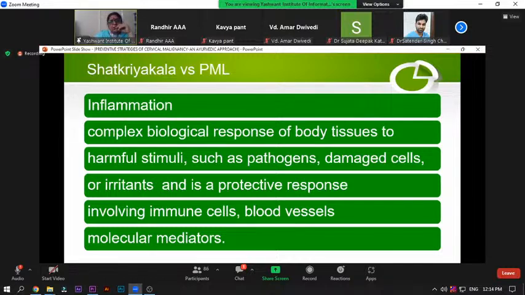So when you want to apply the Shatkriya Kala, because you can get involved with the treatment, we need to understand the pathogenesis in the pre-malignant lesion. I have already mentioned inflammation is the key feature. If you want to see the involvement of Kriya Kalas, inflammation is a complex biological response of the body tissues to harmful stimuli. So initially the pathogenesis starts with inflammation. It can be any irritant or sexual intercourse, and as a protective response, the immune cells and blood vessels are involved and act as molecular mediators, and an inflammation-like picture is seen.